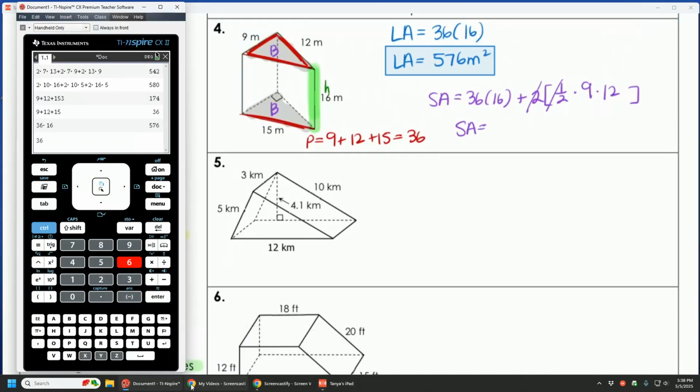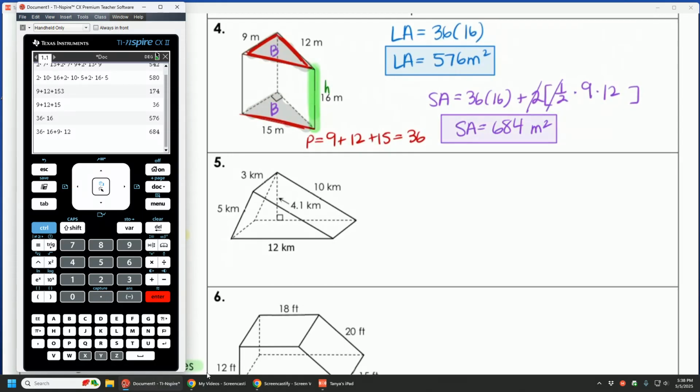Okay, so 36 times 16, but then plus 9 times 12. Remember that 2 and 1/2 cancel out. That gets me 684. Okay, so the blue part is just around the edges. The purple is the whole thing. Okay, so since we already did a triangle, I'm going to leave number 5 for you guys to try on your own. So make sure that you try number 5 on your own.